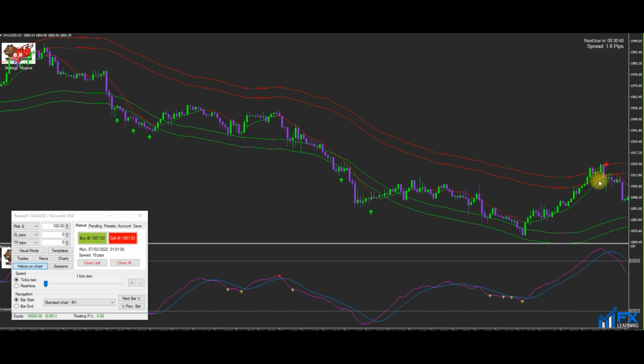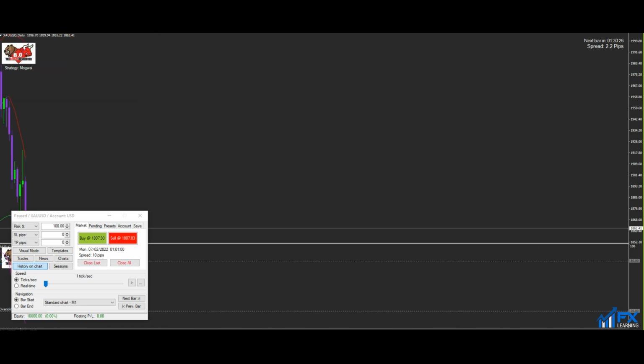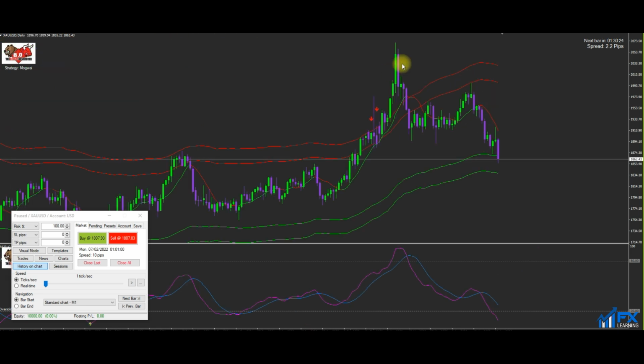Now, how do we tell that this is going to be a good trade with the trend or a bad trade with or against the trend? We look at the higher time frame. So we're trading off the 1 hour, okay? We look at the daily and we can see a nice area of resistance at the top.